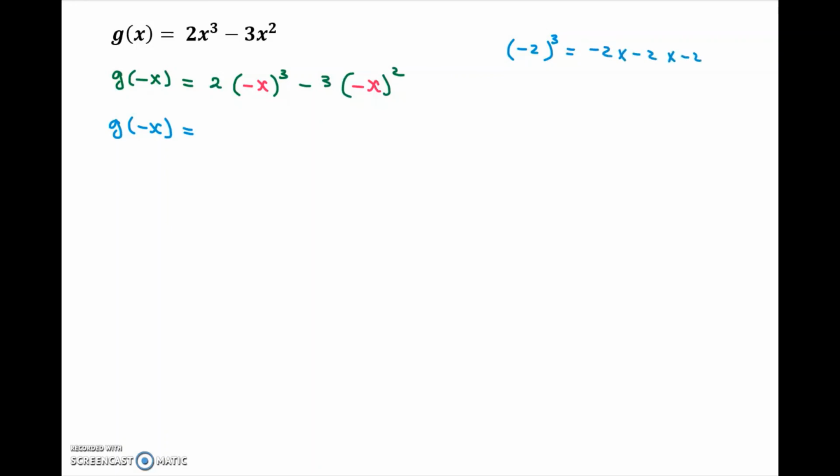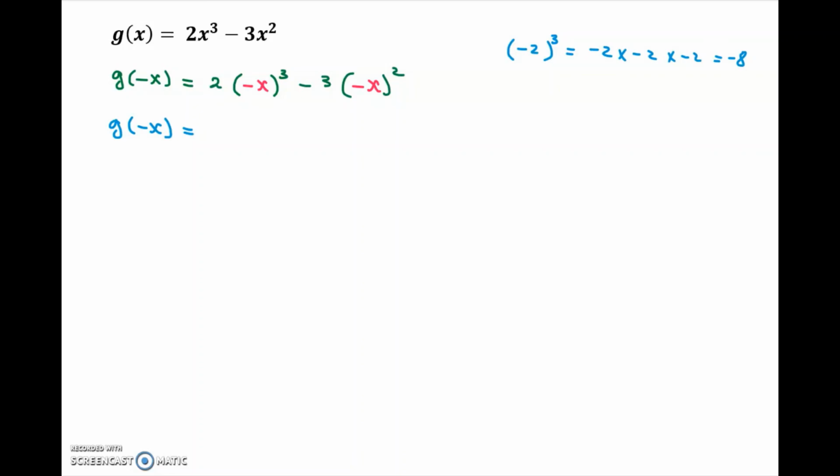Now let's move to the last question here, and we are going to do the same. g(x) equals 2x cubed minus 3x squared. Instead of x, I'm going to replace it by negative x. So first you need to test whether it's even. So g(negative x) will be 2 times negative x cubed. Anything cubed will be negative. So let's remember negative 2 cubed will be equal to negative 2 times negative 2 times negative 2. That's negative 8. So the negative will stay.